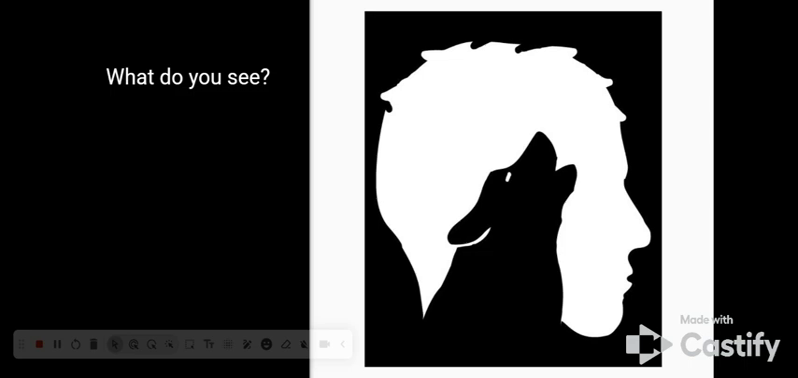Maybe you see a wolf howling here. Maybe you see the silhouette of a man. Either way, this is, again, a play on positive and negative space.